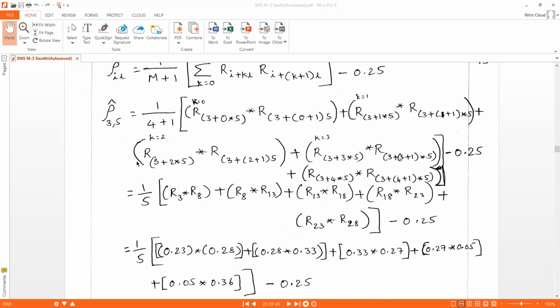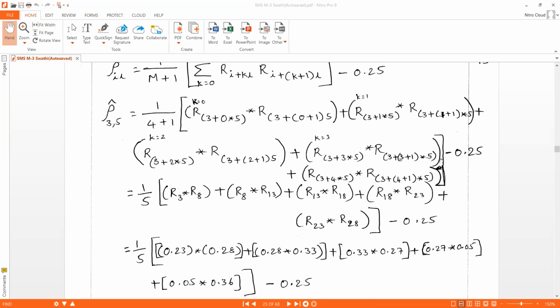Now we'll simplify this term. That is R of 3 plus 2 into 5. 2 into 5 is 10, plus 3, it is 13. So we'll write R13 into R of 3 plus 2 plus 1 into 5. 2 plus 1 is how much? It is 3. 3 fives are 15. 15 plus 3 is 18. So it is R18.